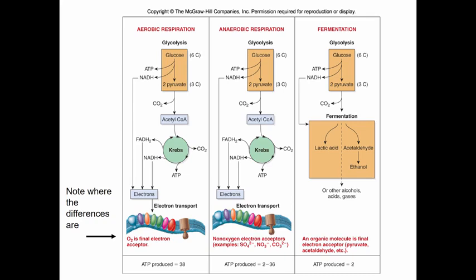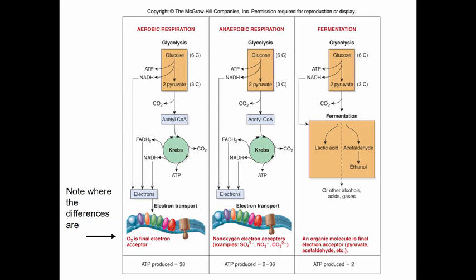Fermentation is totally different because once you finish with glycolysis, it takes it down the fermentation pathway to either make acidic byproducts or alcohol products. The final electron acceptor is going to be some organic molecule. But we're limited in terms of the amount of ATP produced. All three of these pathways start out the same.